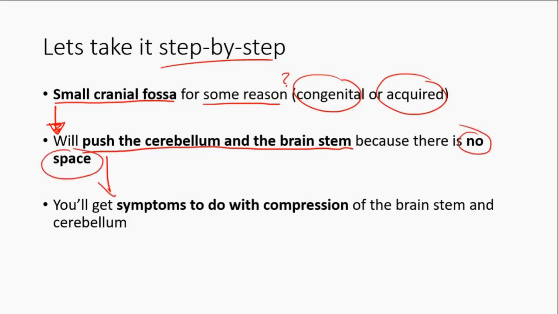So what does this mean? This means that you're going to get symptoms to do with compression of the brainstem and the cerebellum. It's quite simple. These conditions that have long names can seem complicated, but in this case, it's a logical explanation. It's easy to understand. Small cranial fossa. Things are going to get pushed because there's no space, and then you're going to get symptoms of compression.